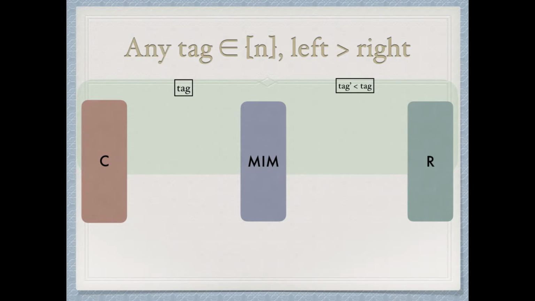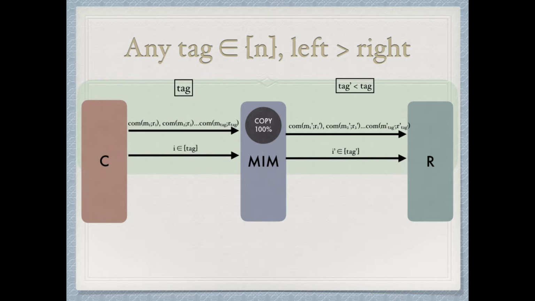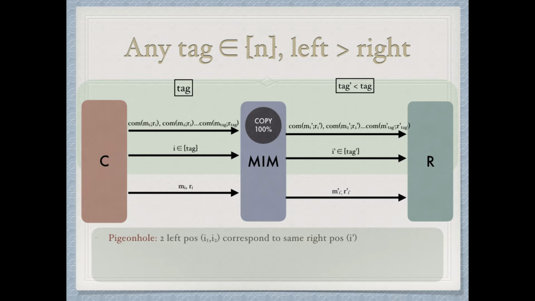And this actually also extends to bigger tags. For any tag that is in 1 to n, such that the left tag is greater than the right tag, we can just generalize this protocol to have the committer send tag many commitments and place his actual value at 1 position, so that the man in the middle who's trying to copy or do anything, he can have any arbitrary strategy, and it's actually possible to prove, just using the pigeonhole principle, that 2 left openings correspond to 1 right opening, which means that the left committer can open in 2 ways, and the man in the middle on the right is stuck.